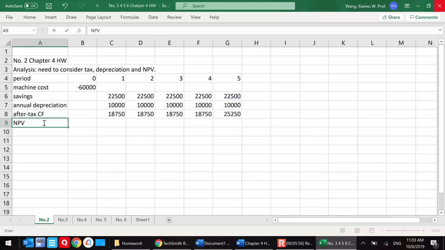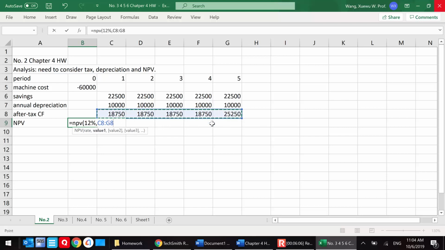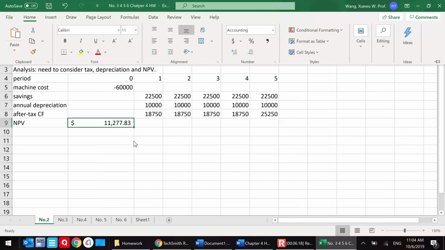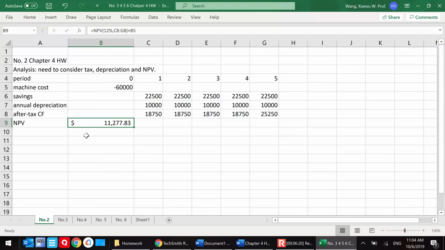Now with this, I can calculate the NPV. This is going to be equal to, the rate is 12%, and the values would be the future cash flows. Then let me put back the initial investment. That should be our net present value. This again is a messed up format, so let me put a dollar sign here. $11,278. This replicates the answer.